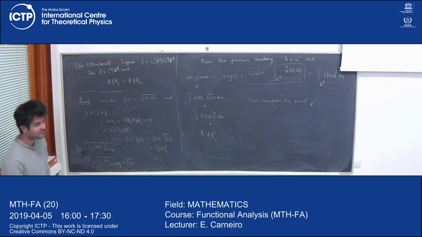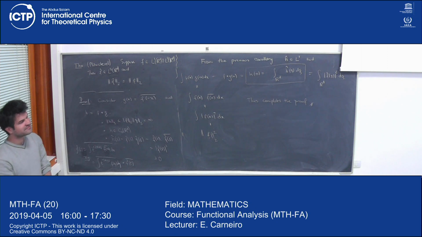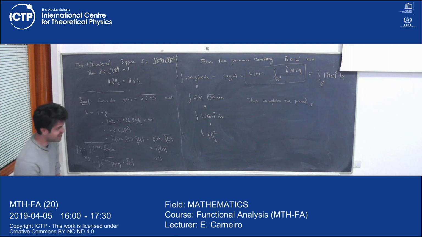Okay? So now we know how to prove that if a function is in L1 intersection L2, the Fourier transform preserves the L2 norm. Good? Very nice, isn't it? Very, very nice.